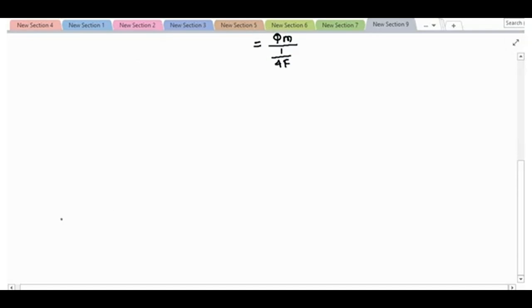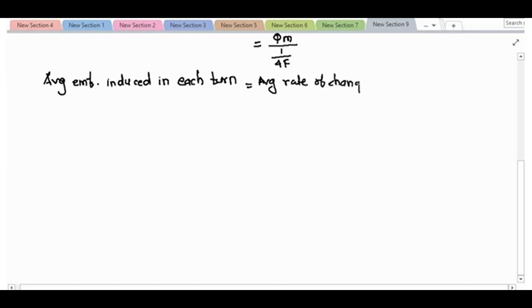Then from Faraday's law of electromagnetic induction, the average EMF induced in each turn of the winding is nothing but the average rate of change of flux, that is equal to 4 phi m f volts.